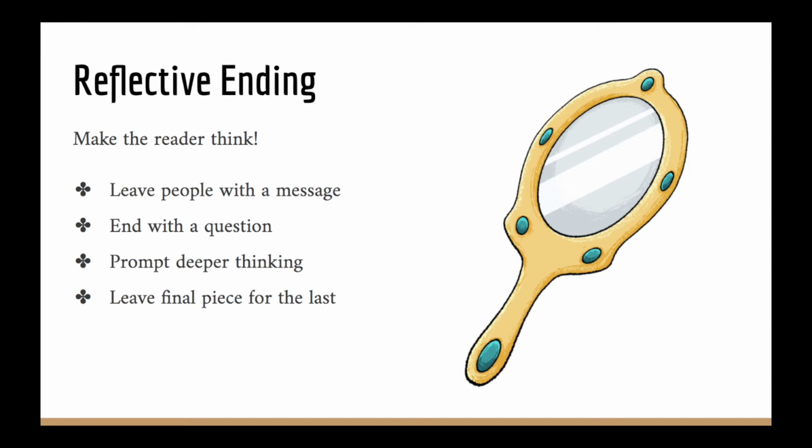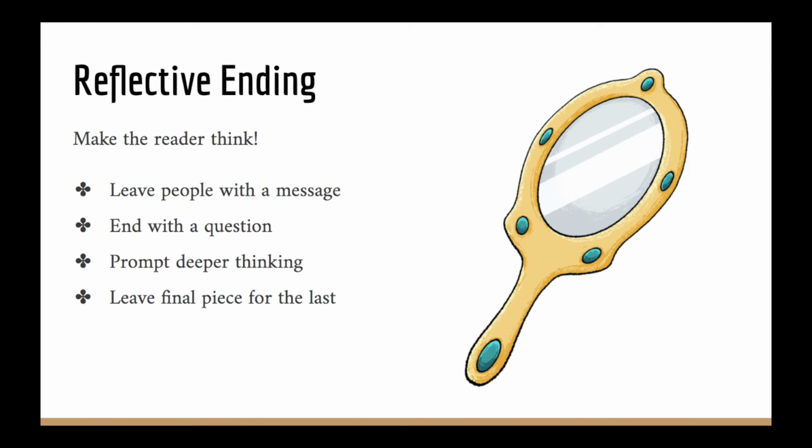However, while the goal of the mysterious ending was to get your reader to think about what might happen after the story, a reflective ending is supposed to get your reader to think about the story itself and the world outside the story, the real world. And this can be done a couple different ways.